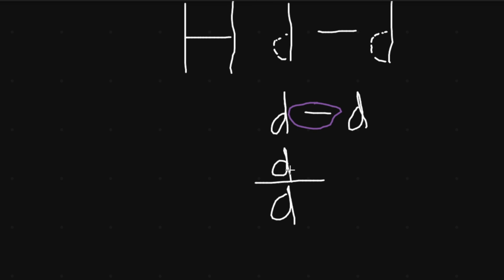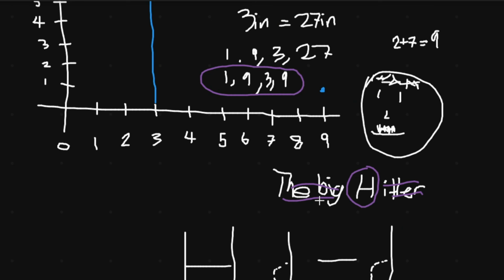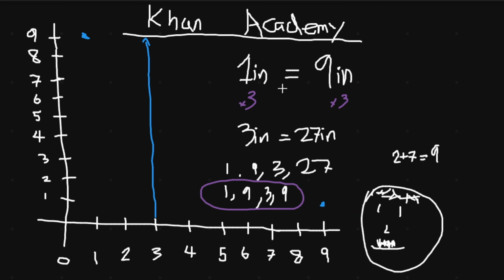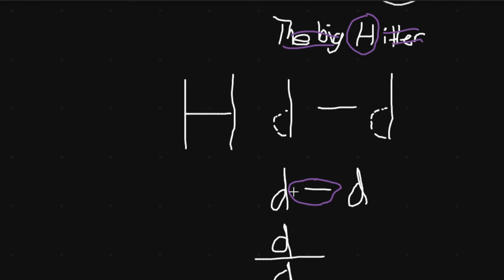Now you might be wondering, why do you have D over D, and how does that equate to the fact that 1 inch equals 9 inches? Well, let me get to that.